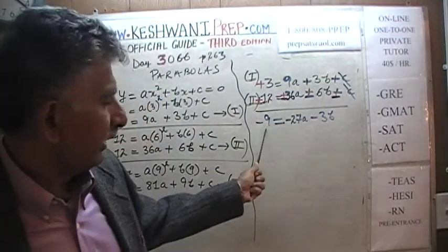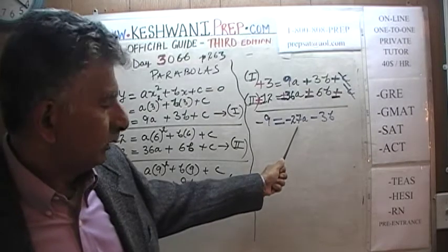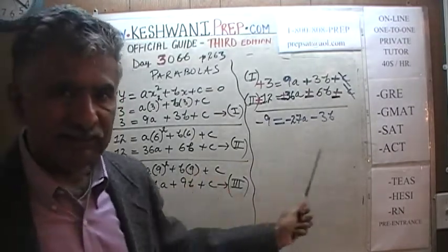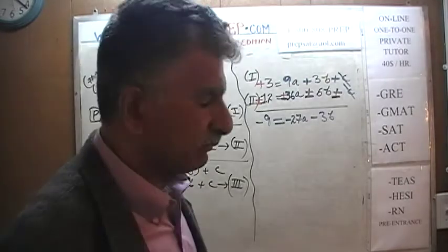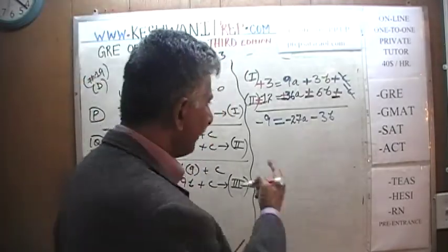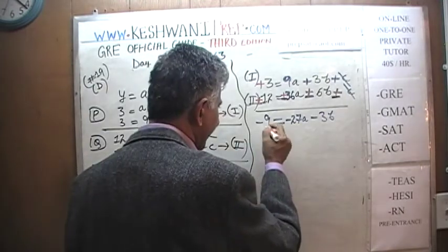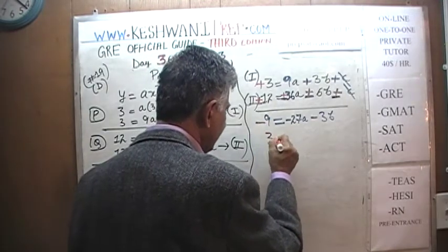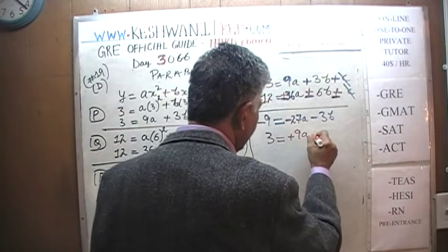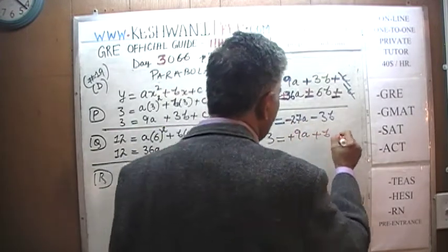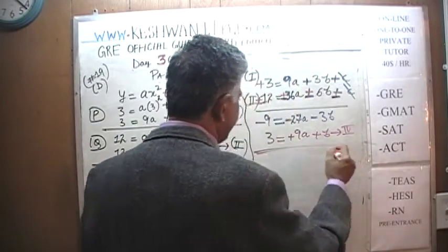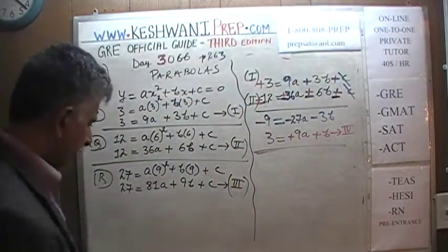What we notice next is that we have a 9, which is a multiple of 3. 27, that's a multiple of 3. This is a 3, that's a multiple of 3. Let's divide the entire equation by negative 3. If we divide the entire equation by negative 3, negative 9 is going to become positive 3. Negative 27 is going to become positive 9a, and a positive b. Let's call this equation 4. You with me so far?